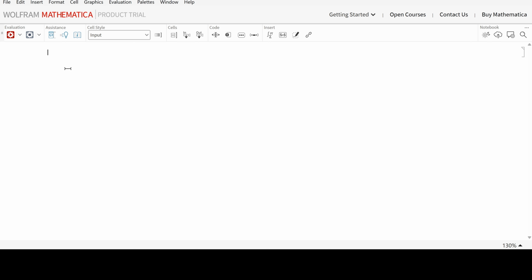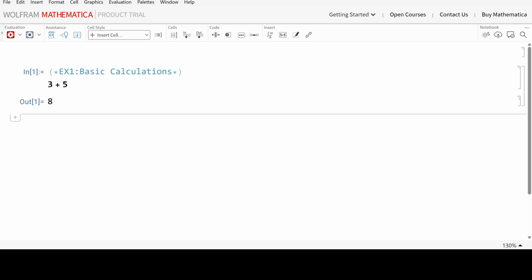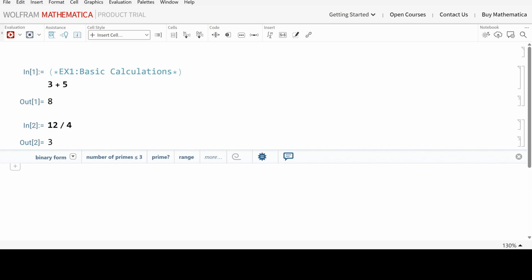Comments are written between a pair of parentheses and asterisks, like this. Mathematica can work like the smartest calculator you've ever used. You can type expressions such as 3 plus 5 or 12 divided by 4. When you press Shift and Enter, you immediately get the result.